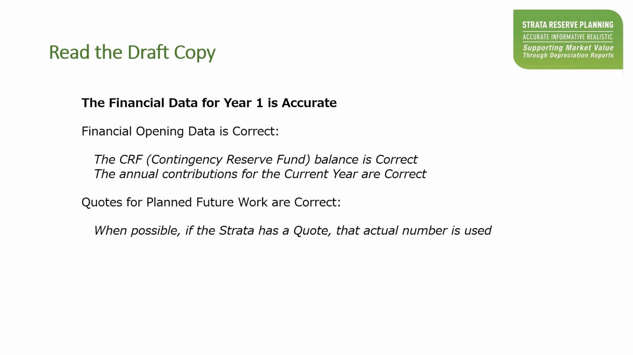The financial data for year one also needs to be accurate. So the CRF balance is correct for year one, and the annual contributions for the current year are correct, assuming that you've ordered it in the middle of a year. Now, if you've ordered it prior to year one, of course, the annual contributions will be estimated by the depreciation report consultant. Quotes for future planned work are correct.